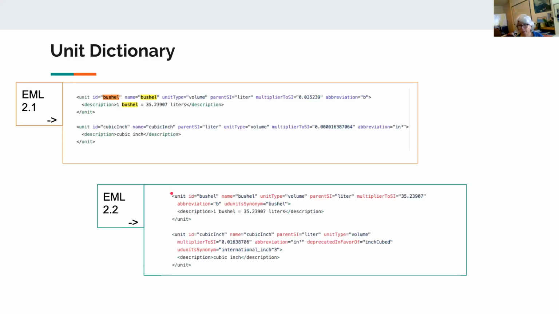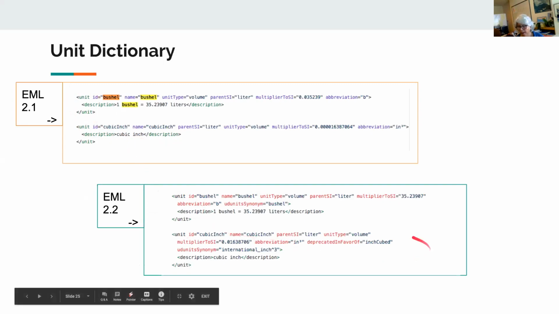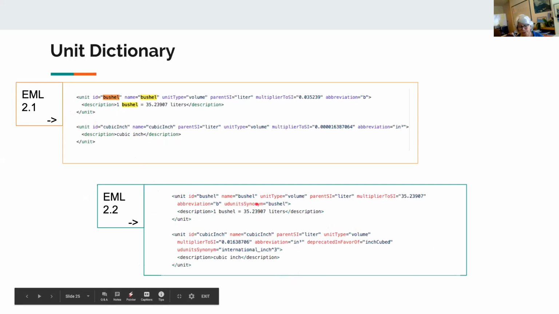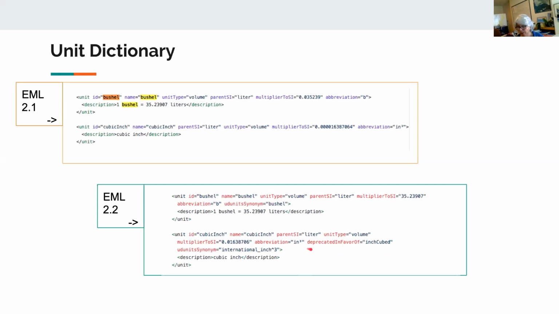And here's an example of how units were described in EML 2.1. Here's a unit bushel and the unit cubic inch. And here's the same 2 units as how they look now in 2.2. You see that bushel has a UD unit synonym, so you can look up bushel in that directory and do a conversion using its conversion. And for cubic inch, this is one that we deprecated in favor of the standard spelling inch cubed. So this is what the deprecated tag looks like.